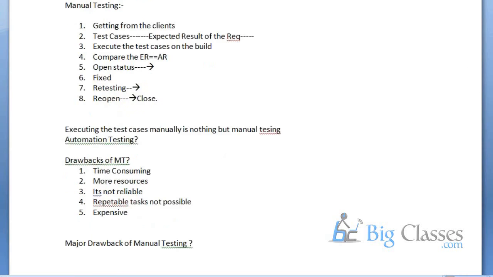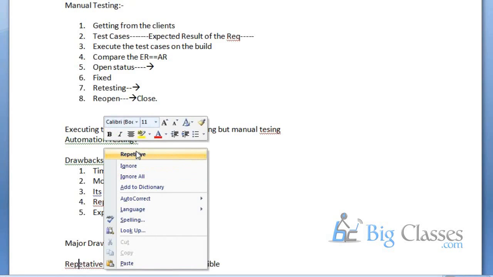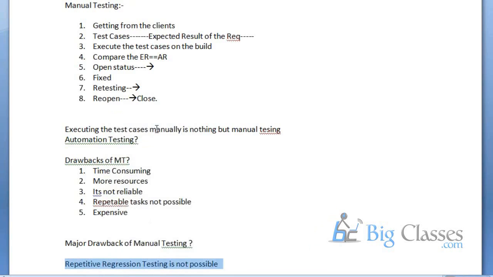Do you know regression testing? Regression testing, I have heard of it, but I don't know the detail actually. Exactly. See, the major drawback of manual testing is that if you want to do frequent regression testing, it is not possible. That means repetitive regression testing is not possible manually. To overcome this drawback, you take the help of automation testing.